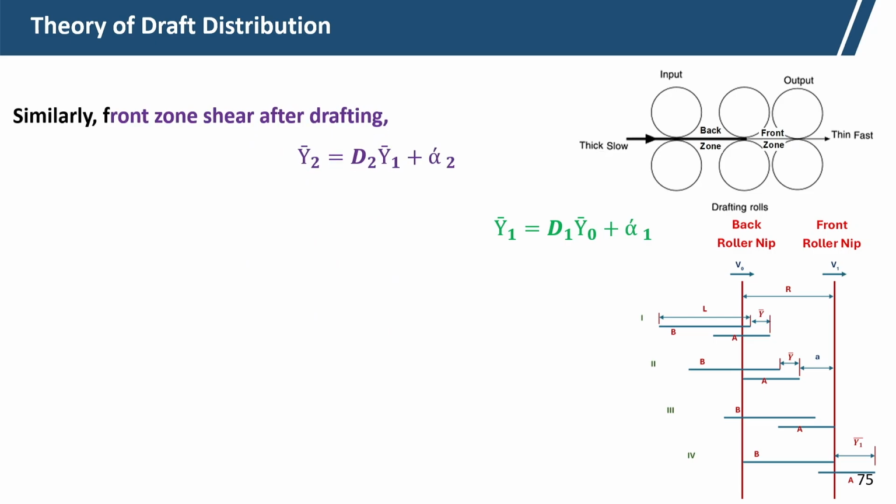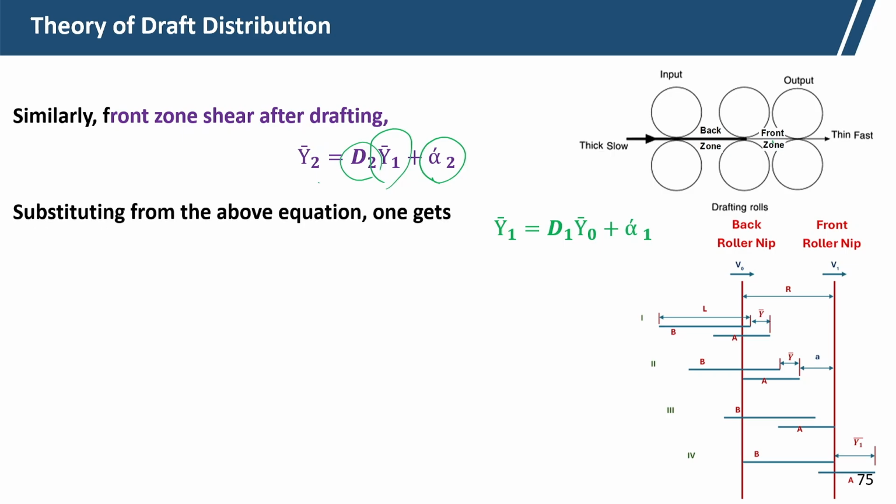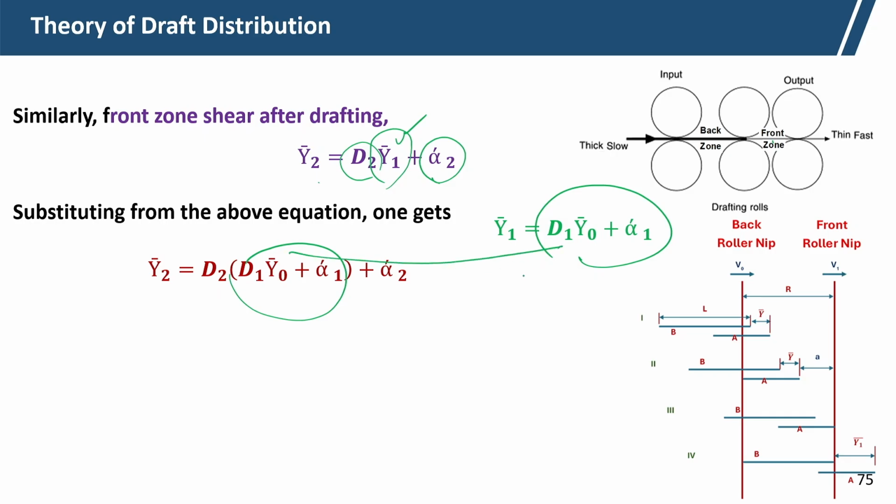Similarly, in the front zone, y2 bar equals d2, the draft at the front zone which is higher in quantity, times y1 bar plus alpha2 bar. Substituting y1 bar from the above equation, we get y2 bar equals d2 into y1 bar plus alpha2 dash.